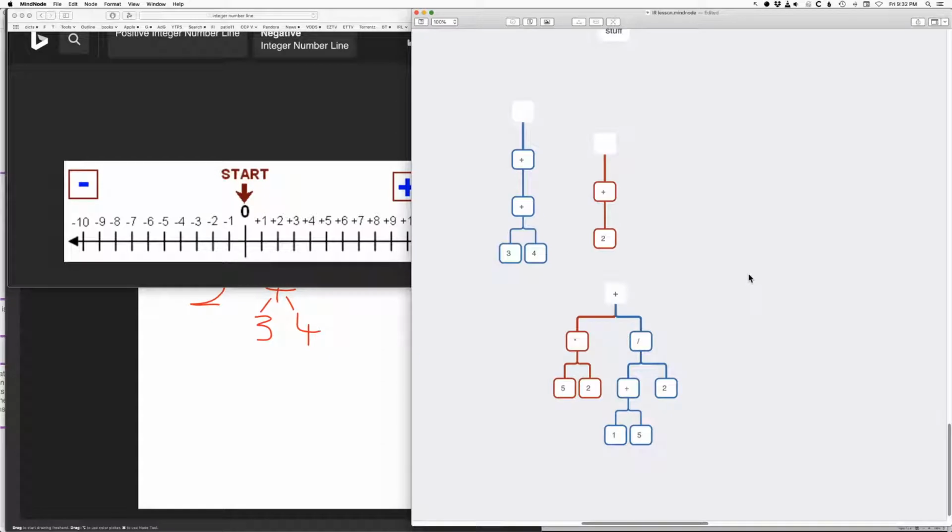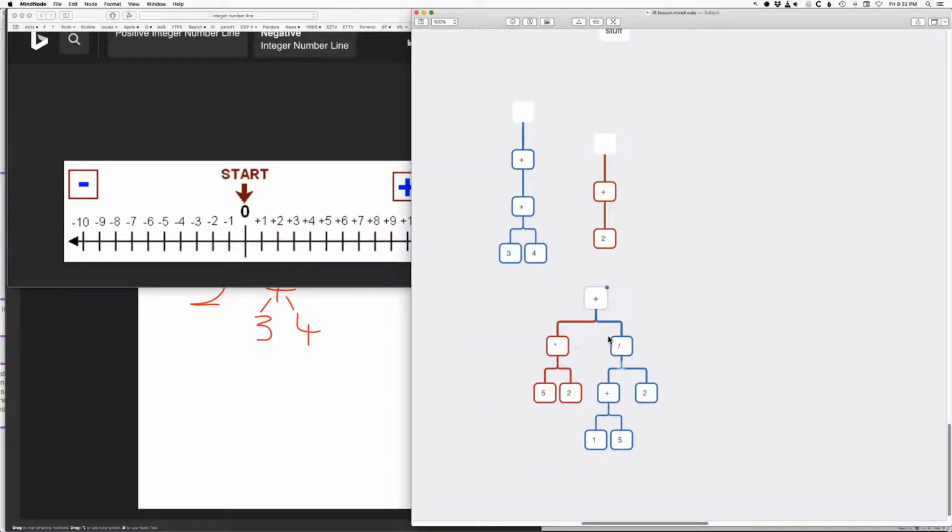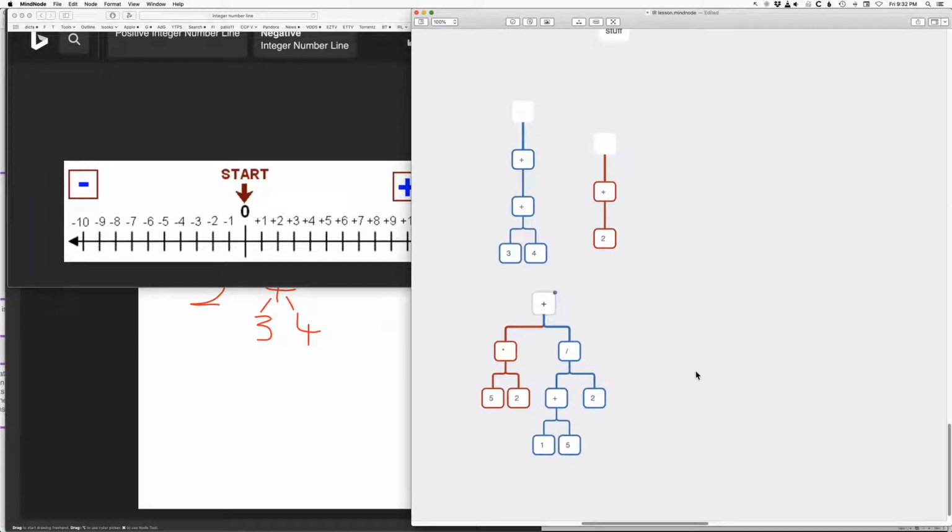Okay, so here's my tree. Now, to figure out what this number is, you don't have to know whether multiplication comes first or addition comes first. The tree tells you what order to do things. You don't need any parentheses, because the tree tells you what order to do things. So see if you can figure this one out.